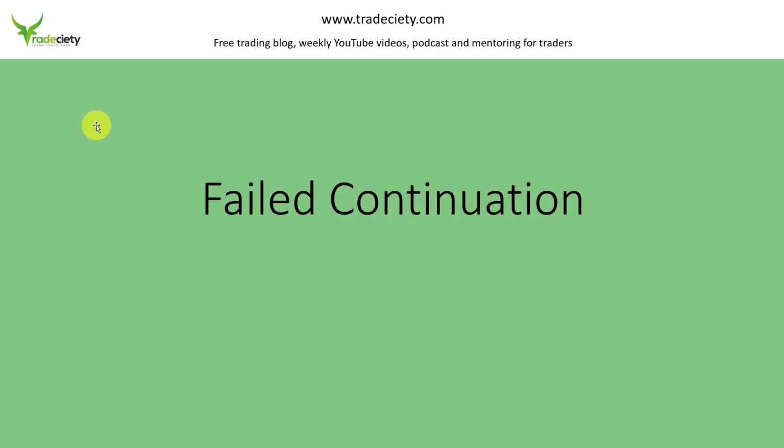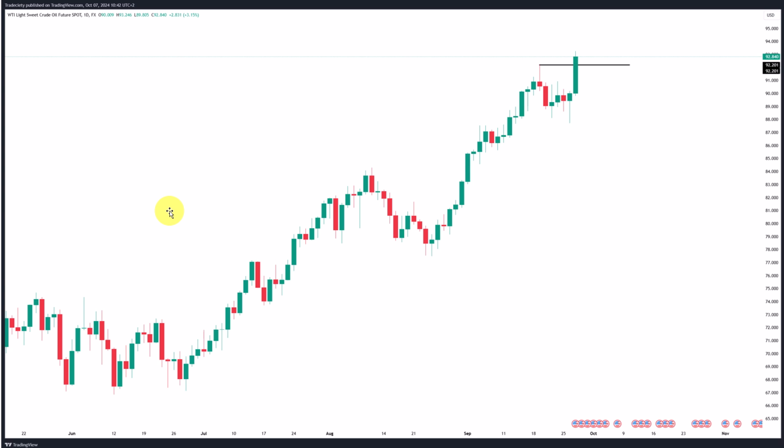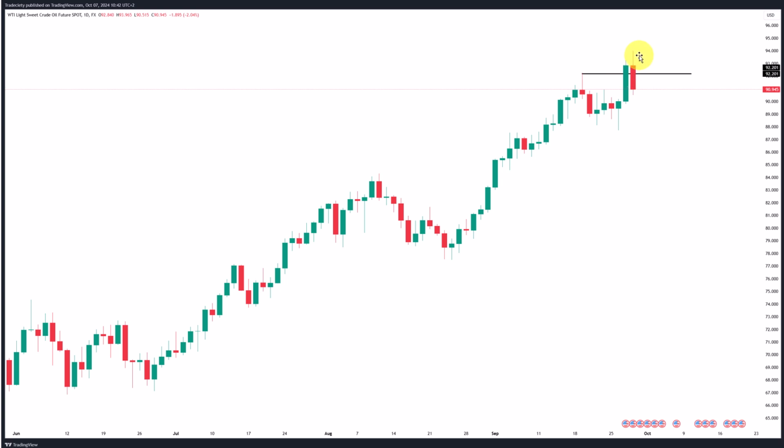So let's take a look at failed continuations. What we see is the market in an uptrend and the market is making a breakout here above the highs. However, just shortly after, the market shows us a very strong acceleration candle to the downside. This is very different from the breakout that we have seen previously. The previous breakout, we have seen a breakout candle and then an inside day. The inside day was able to stay above the resistance level, remember? In this case, the breakout happened and immediately the market falls lower.